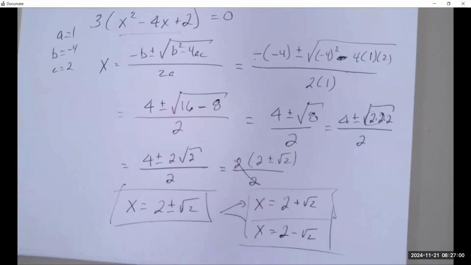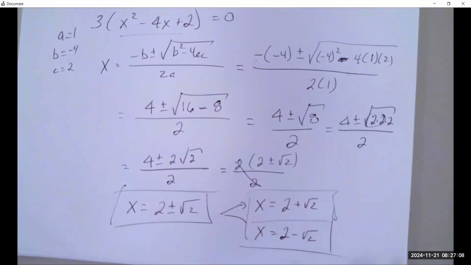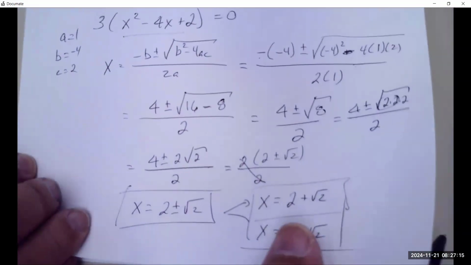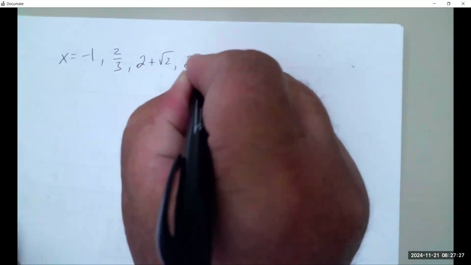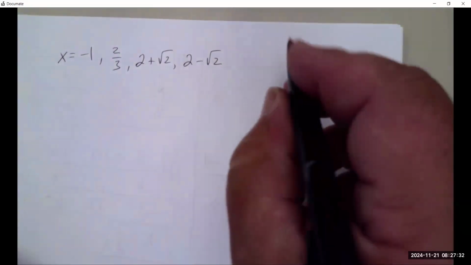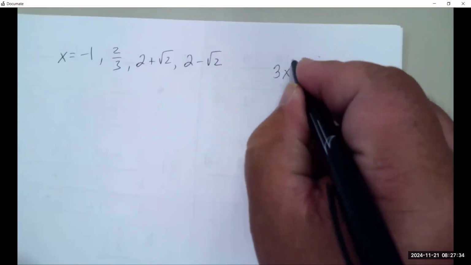So what do we do next? What did we just find? We found the x-intercepts. So our x-intercepts are at -1, 2/3, 2 plus radical 2, 2 minus radical 2. How many am I supposed to have? I'm supposed to have 4, because my polynomial was 3x to the 4th.